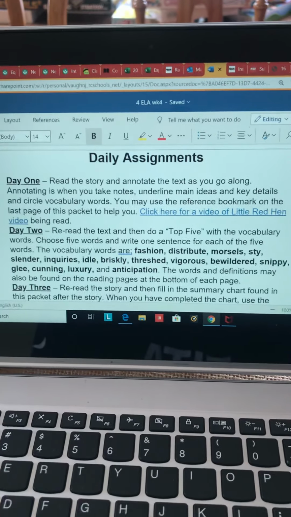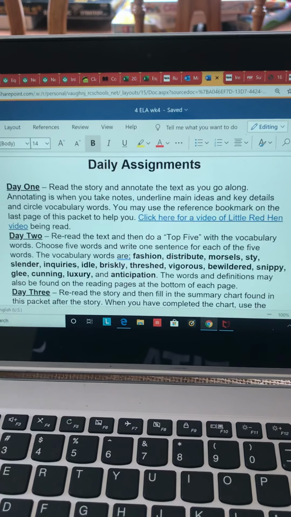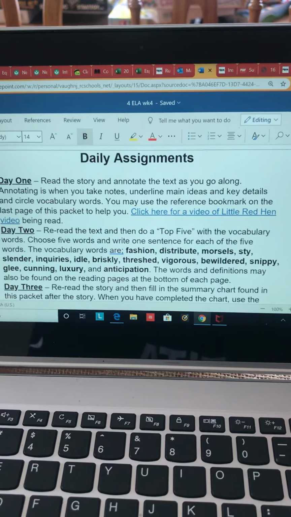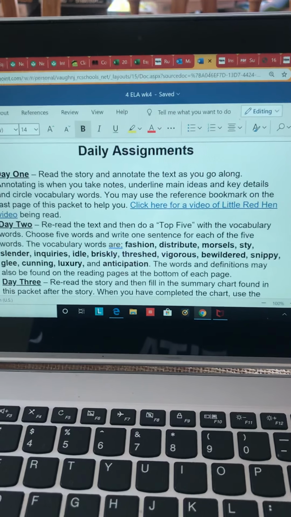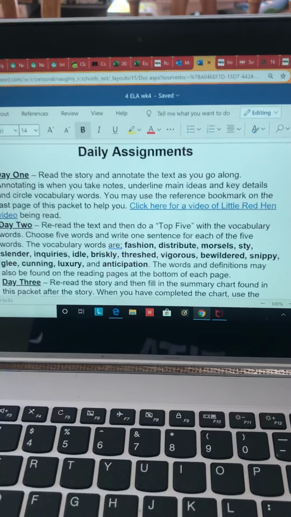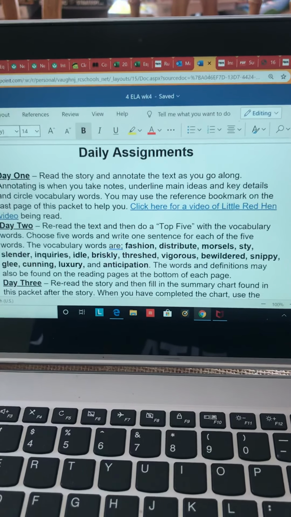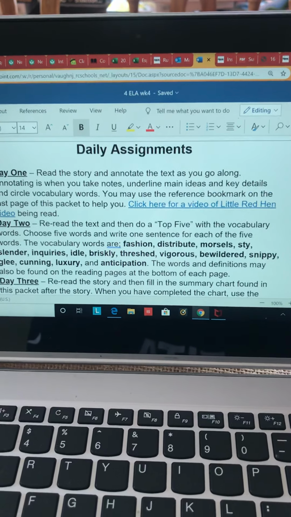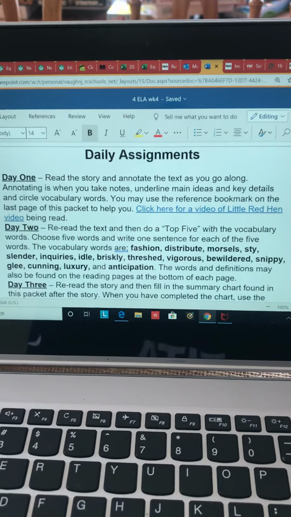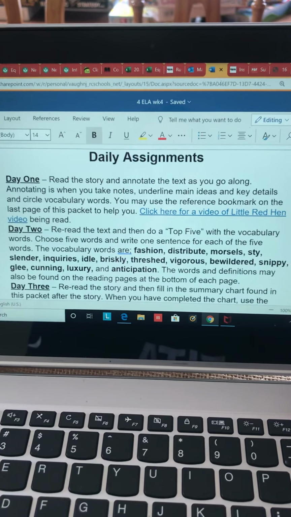That means you're just going to read and underline the main ideas and key details, circle any vocabulary words that you're unfamiliar with. We have a reference bookmark at the end of this packet to help you annotate. If you would like the story read to you while you are reading it, you can click here for the video of the Little Red Hen. Mr. Rickard is reading it this week.